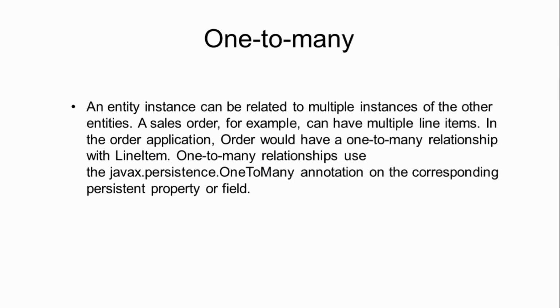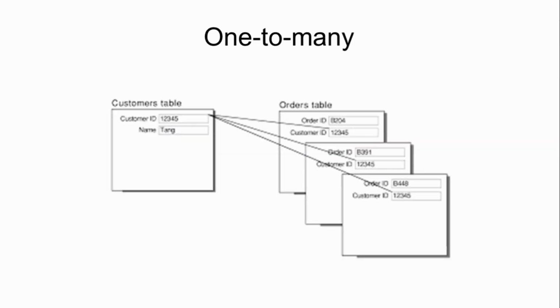One-to-many relationships use the javax.persistence OneToMany annotation on the corresponding persistent property or field. Here is an example of one-to-many, in which one entity relates to three entities or more than three entities, or many entities.